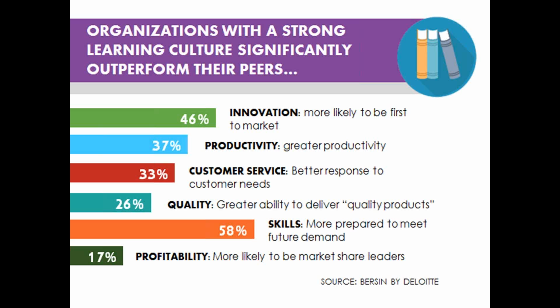This is data that was pulled from a really great bit of research conducted by Burson by Deloitte. It was published just a couple of years ago. And the thing that I loved about this information is it linked bottom line business benefits to organizations with a demonstrably strong learning culture and compared those organizations to their peers. And in these 6 key business areas, organizations with strong learning cultures outperformed their peers.